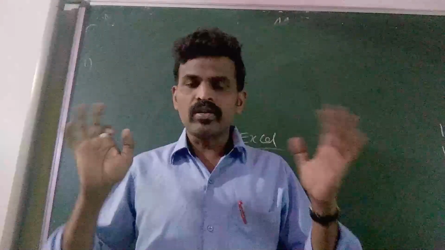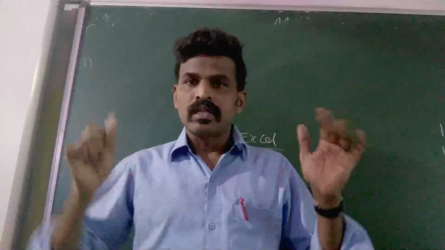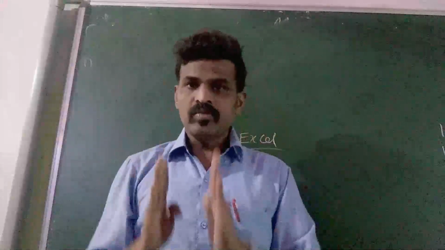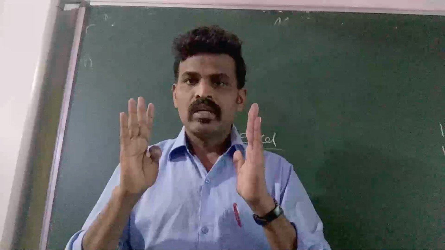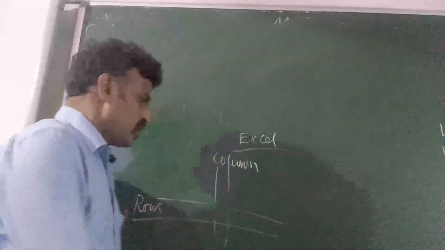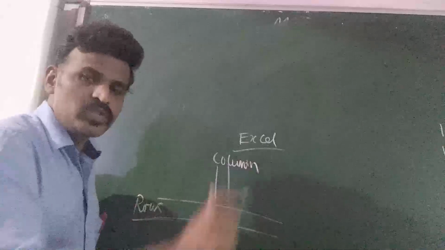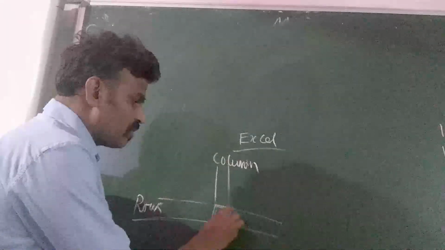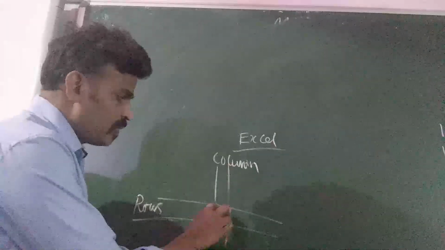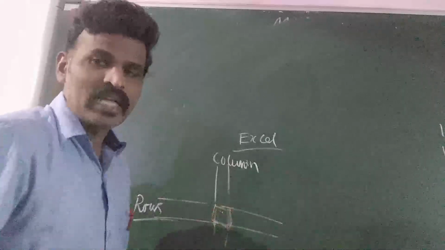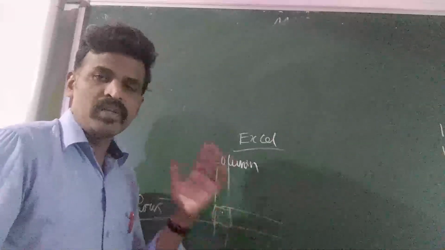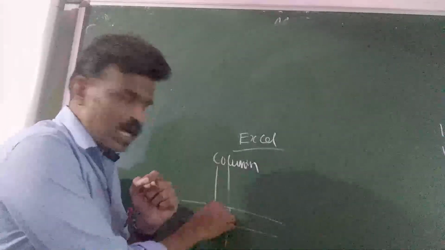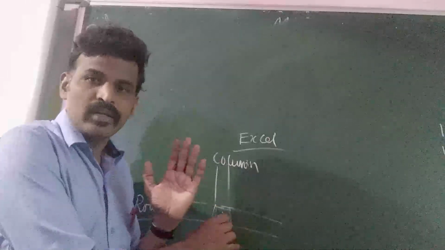Columns, rows. Are you clear about what a column is and what a row is? The intersection of a column and a row is called a cell. What do we mean by the active cell? When you click any cell with your mouse, its boundary is highlighted and becomes a dark color. This is called the active cell. We are going to do the action or operation on the active cell only.